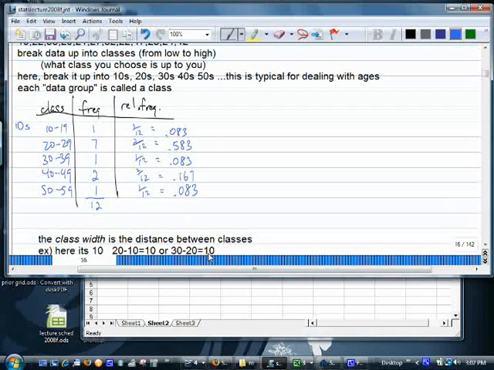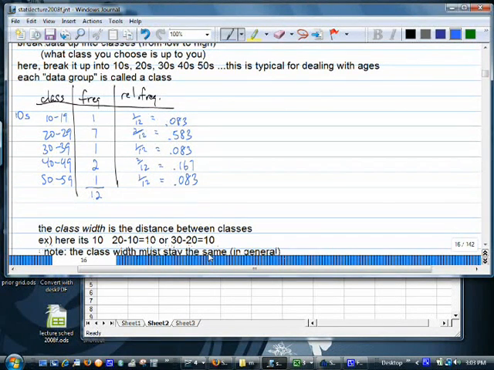Okay. So generally, we like to keep the class width the same. Now, when you're doing a demographic survey, it might make sense to break it up into groups like 18 to 24, 25 to 34, 35 to 49, 50 to 65 or whatever, because you want to break this up demographically. However, for doing statistical analysis, typically we like to keep the class width the same to help out our calculations.